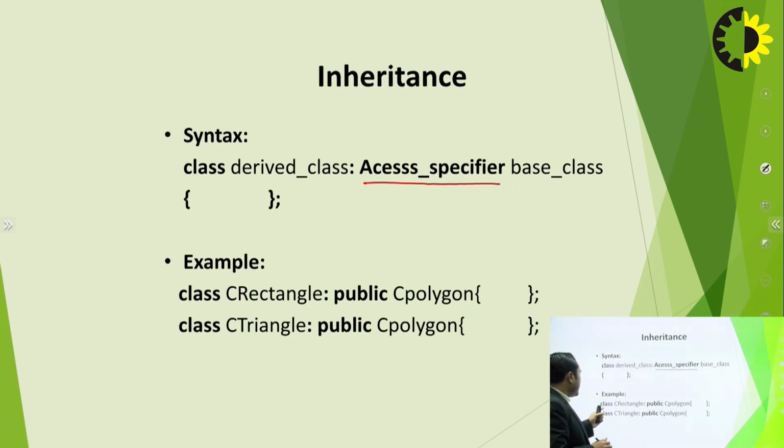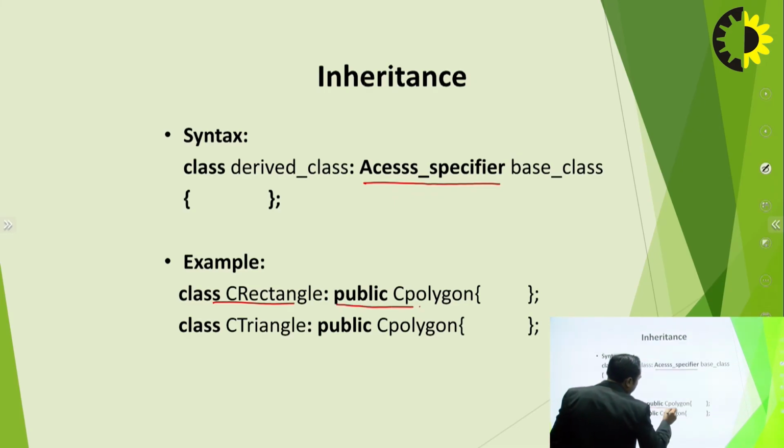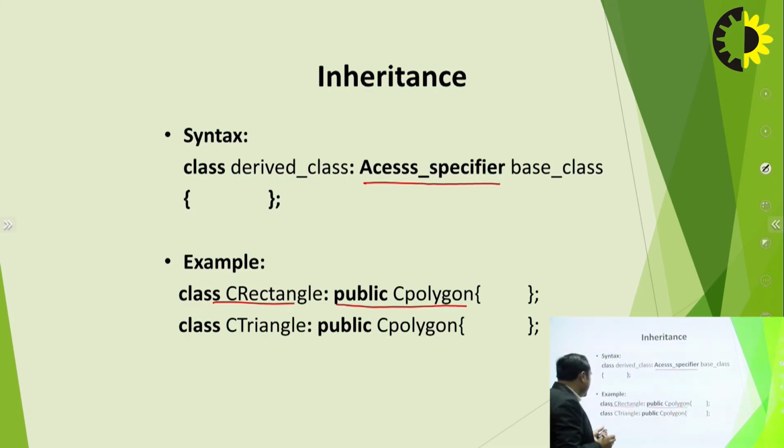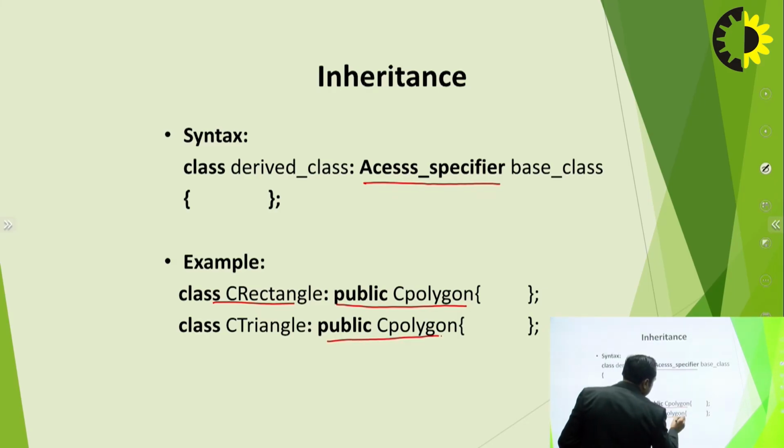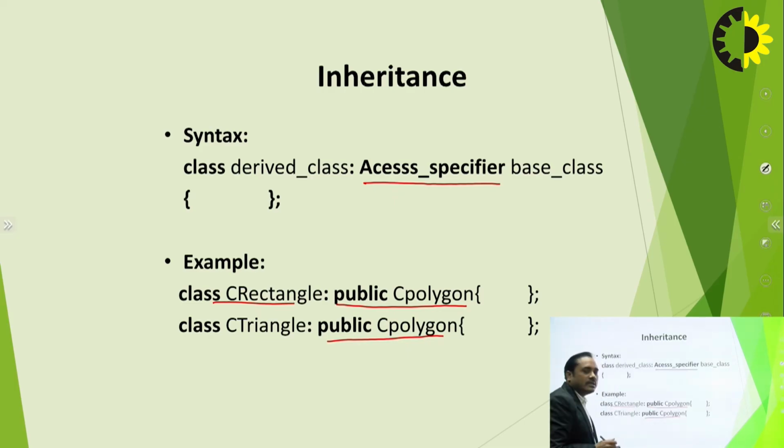Now an example: class rectangle, public polygon. In this you can see this is the derived class and this one is the base class. Similarly, class triangle, public polygon. So polygon is the base class and triangle is the derived class. So the derived class has the properties of the base class.